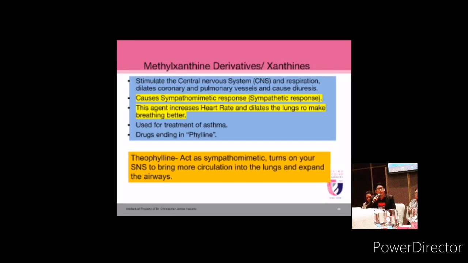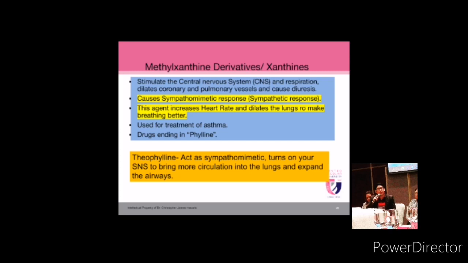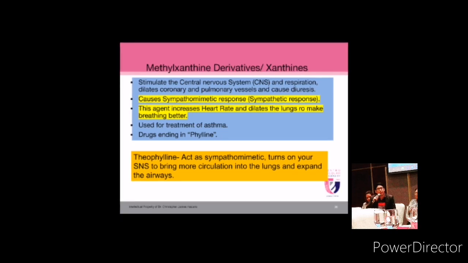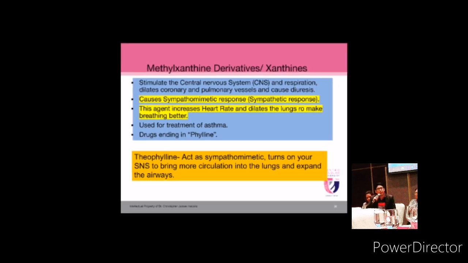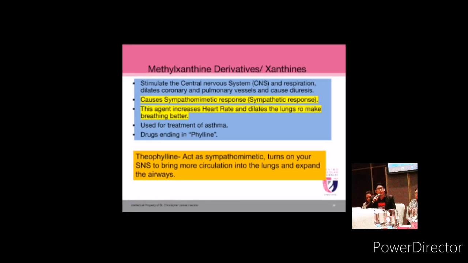And last for the team Broncos, the M is your methylxanthine derivatives or your xanthines. They stimulate the central nervous system or the CNS and respiration and dilates coronary and pulmonary vessels and cause diuresis. Causes sympathomimetic response. These agents increase the heart rate and dilates the lungs to make breathing better.